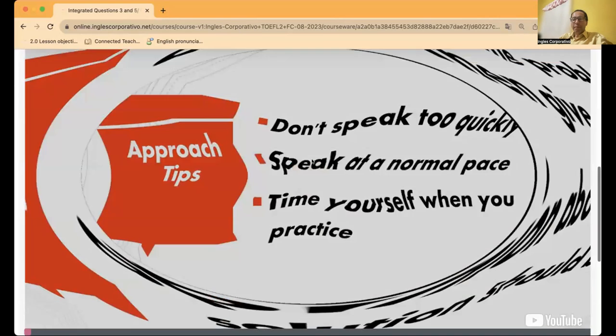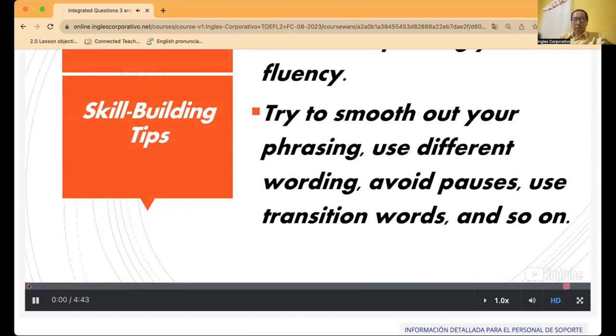Let's review from yesterday. Use different wording, avoid pauses.